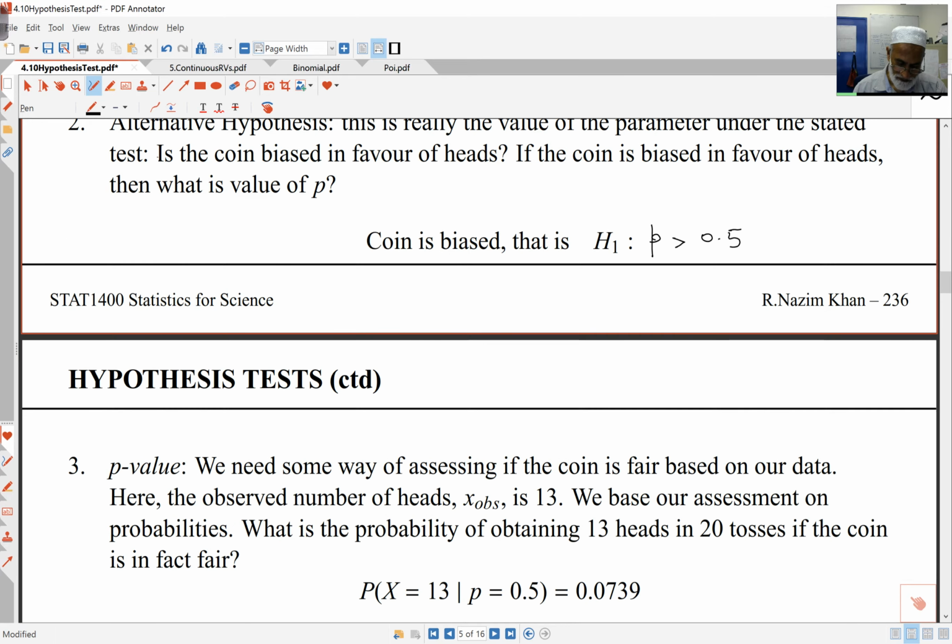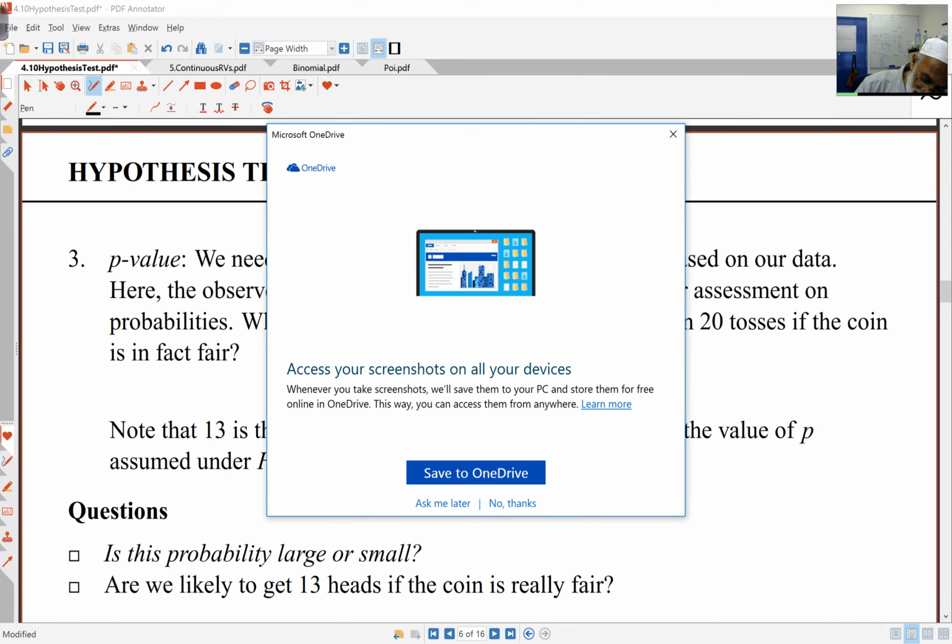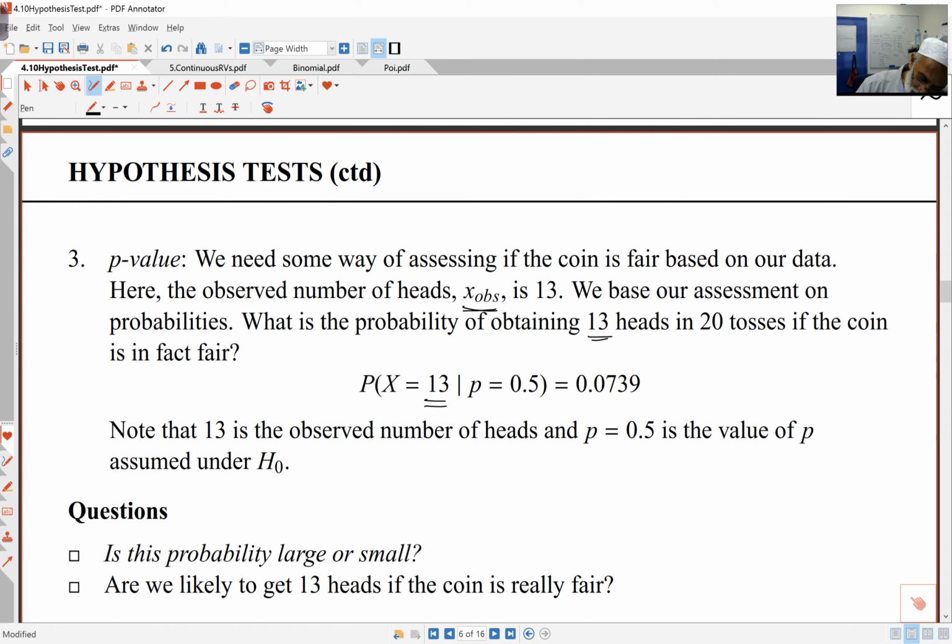The next step is, how do we decide this? Well, we don't just look at the number 13 out of 20. We actually base it on probabilities, because that makes it more objective. Otherwise, you might think 13 is not big enough, and I might think it is big enough. So we take a look at the observed number of successes, in this case the observed value of our test statistic, and we find that 13. So we compute the probability of getting 13 heads, assuming the coin is fair, assuming the null hypothesis. So this p comes from the null hypothesis value.